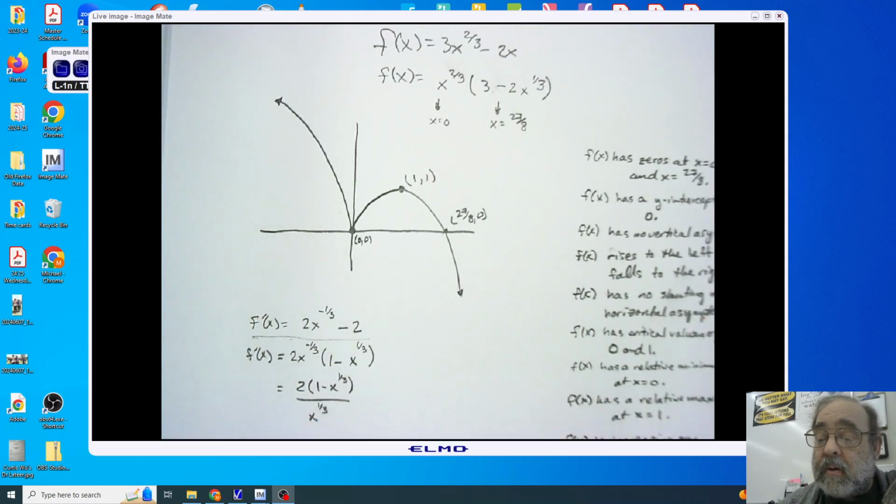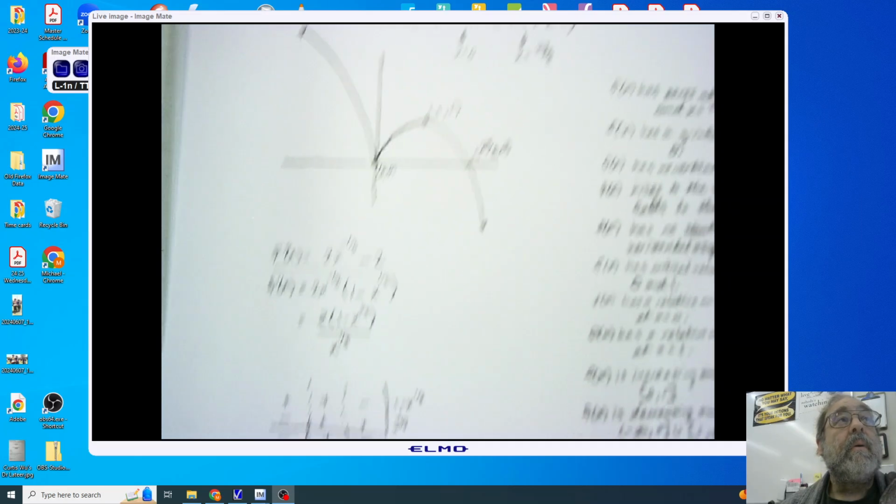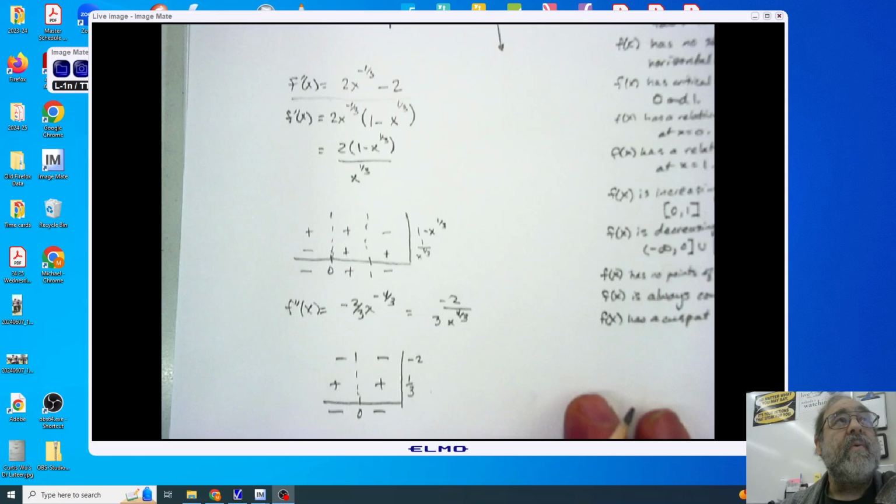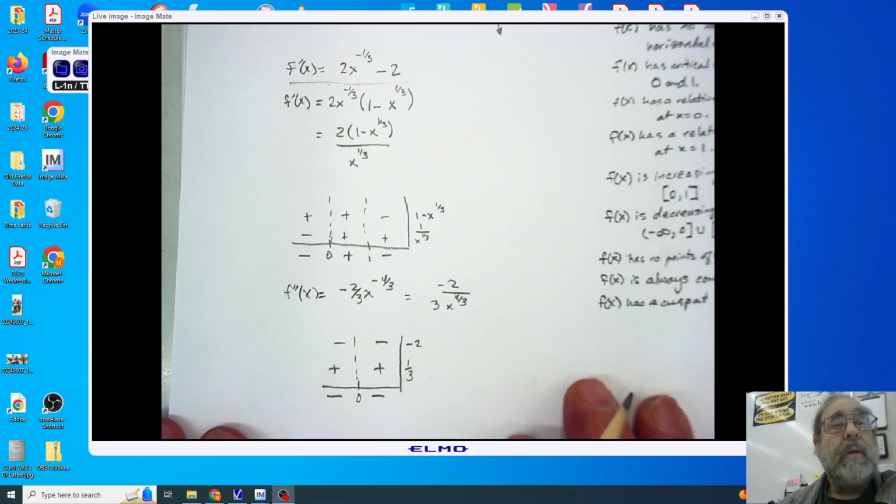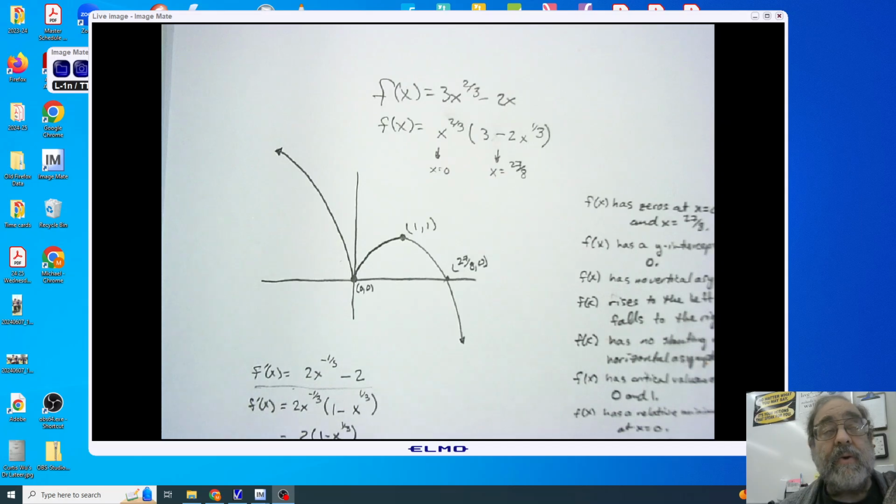Here's my work. You kind of see the first and second derivative test, and then the curve that goes with it. And that is my second example for curve sketching.